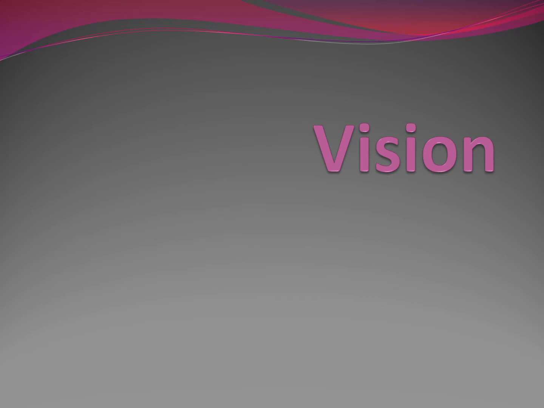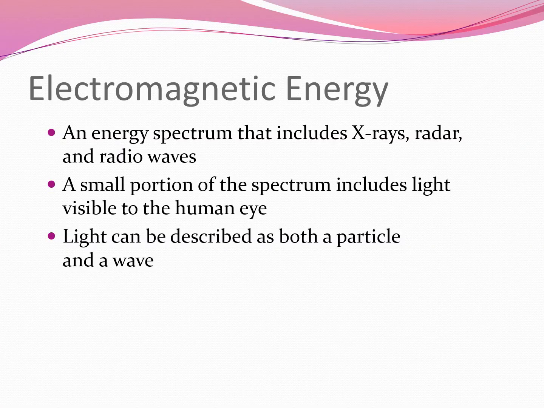Today we'll be talking about vision, electromagnetic energy. This is energy. There's an energy spectrum that includes X-rays, radar, and radio waves. There's a very small portion of this spectrum that includes light visible to the human eye. So light can be described both as a particle and a wave.